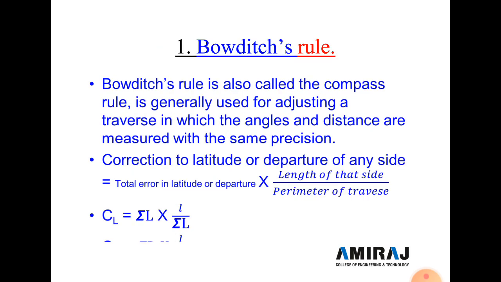The Bowditch rule, also called the compass rule, is generally used for the adjustment of a traverse in which the angle and distance are measured with the same precision. The correction to latitude or departure of any side is the total error in latitude or departure multiplied by the length of that side, divided by the perimeter of the traverse. So the equation is CL, the correction to latitude, equal to the sum of latitude multiplied by the length of that side, divided by the perimeter of the traverse.